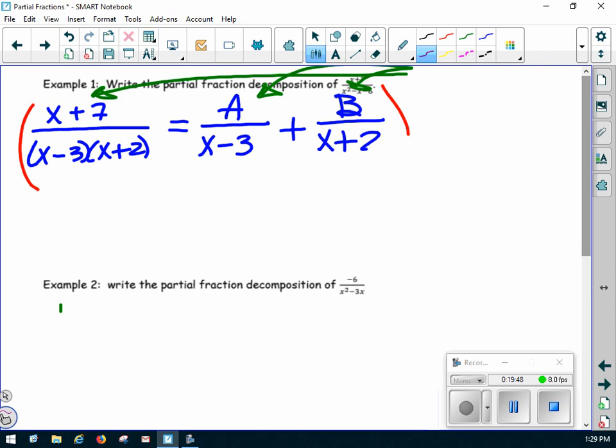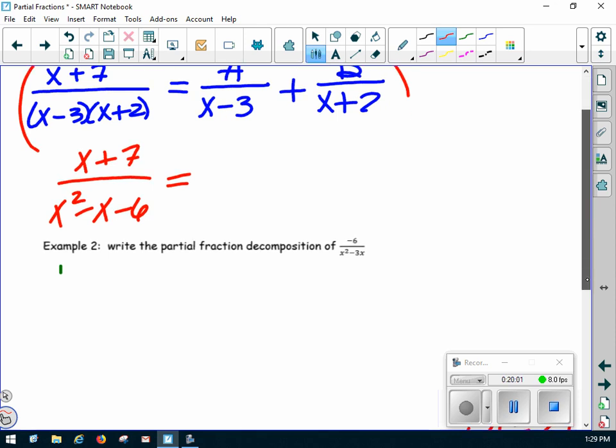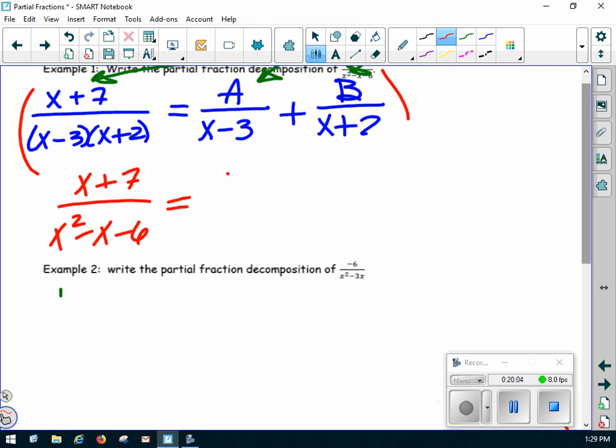So here's what we've got. And your answer needs to look like this. X plus 7 over x squared minus x minus 6 equals. What did we figure out A was? 2. 2 over x minus 3 plus negative 1 over x plus 2. You just figured out what two fractions you add together to get that first fraction. You did it. Well, I did it and you watched. But you quit. It goes fast once you get the hang of it.